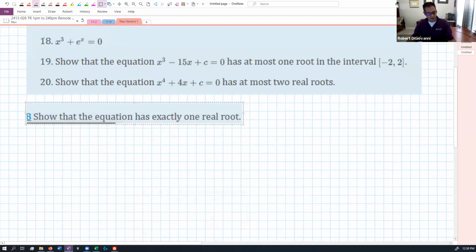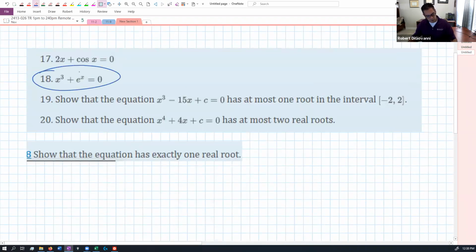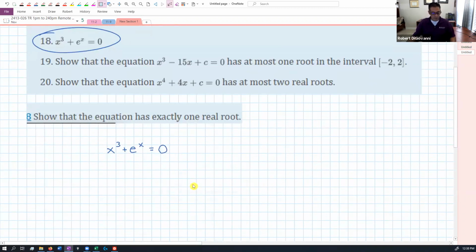Let's do 18. Okay, so if I look at this, x cubed plus e to the x equals 0, I need to prove to you that this only has one answer, one solution. Okay, one real solution. Now notice it's not asking me what the solution is. It's just prove to me that there's only one answer.